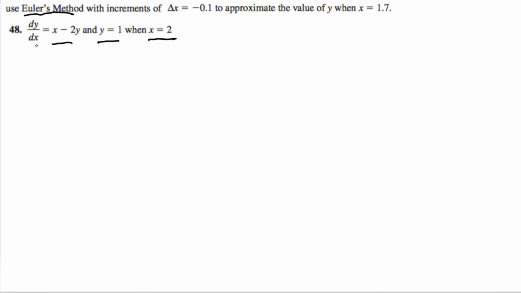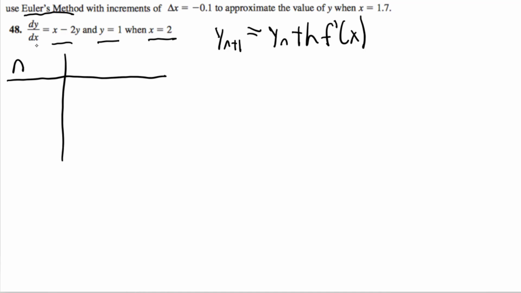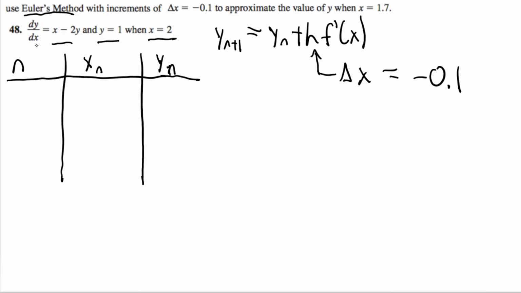The formula for Euler's method is basically y sub n plus 1 is equal to y sub n plus h times the derivative function of x. So we can create a table to solve this problem. We'll create columns for n, then x sub n, and y sub n. And our h value is going to be the change in x, which is equal to negative 0.1.